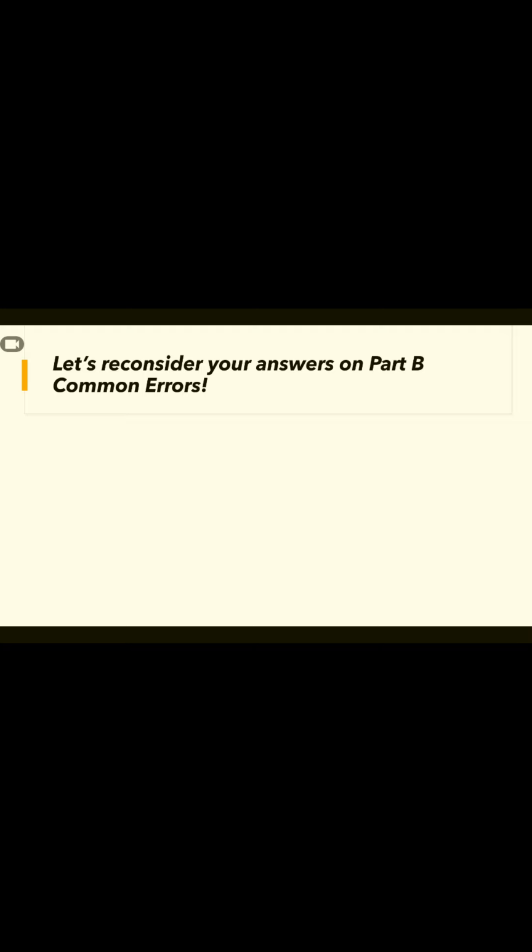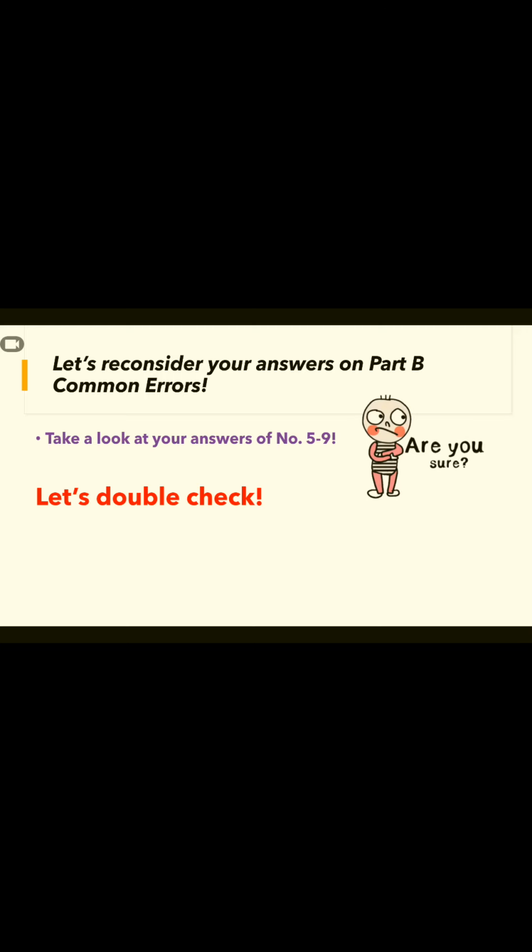Alright, up to now, we've looked at 3 kinds of special nouns. Some of them end with S, but used in singular form. Some of them end with S, but used in plural form. Let's look at Part B, common errors on your worksheet again. Let's reconsider your answers, number 5 to number 9. Let's double check and see whether you can have the correct answers. You can pause the video and double check first before you move on.